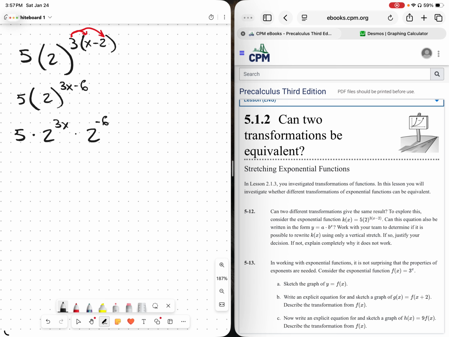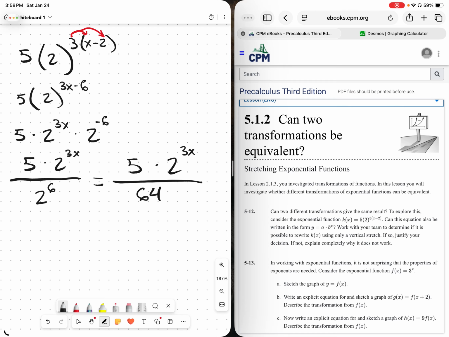Well, that can help us clean this up, because this is then 5 times 2 to the 3x over 2 to the 6th. We take that negative to the bottom. So let's continue to clean that up. 2 to the 6th: 2 times 2 is 4, 4 times 2 is 8, 8 times 2 is 16, 16 times 2 is 32, 32 times 2 is 64. So we have 64 down there. Now we have 5 times 2 to the third, then raised to the x.